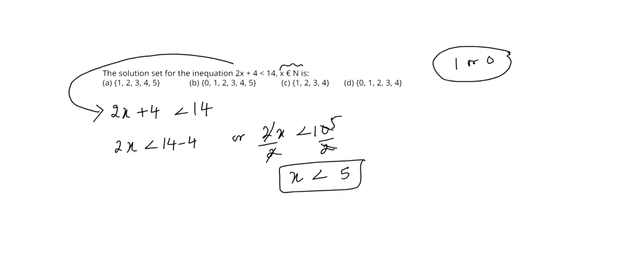X belongs to N. So if you're not reading the lines, or reading in between the lines, right? If you're not having an eye for detail, you might tend to forget this. You might tend to overlook this. So don't do that. So remember, x belongs to N is your replacement set here, and that's why you will say x is less than 5, right? So x belongs to what? Now your solution set will be, you'll start from natural numbers, go all the way up to 4. You will not include 5. So it will be 1, 2, 3, 4.